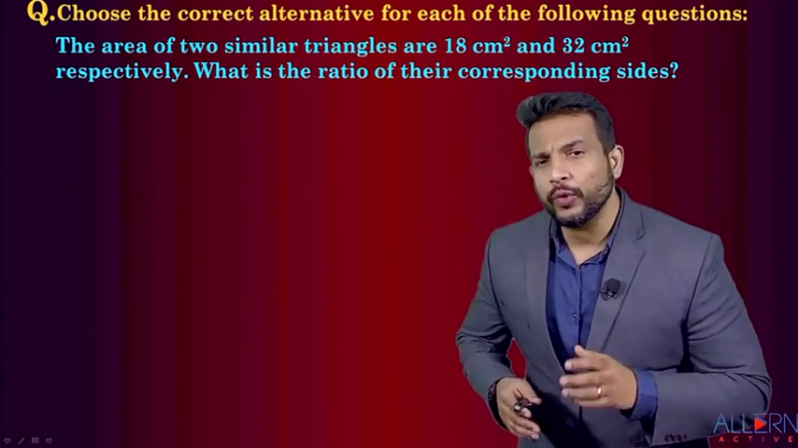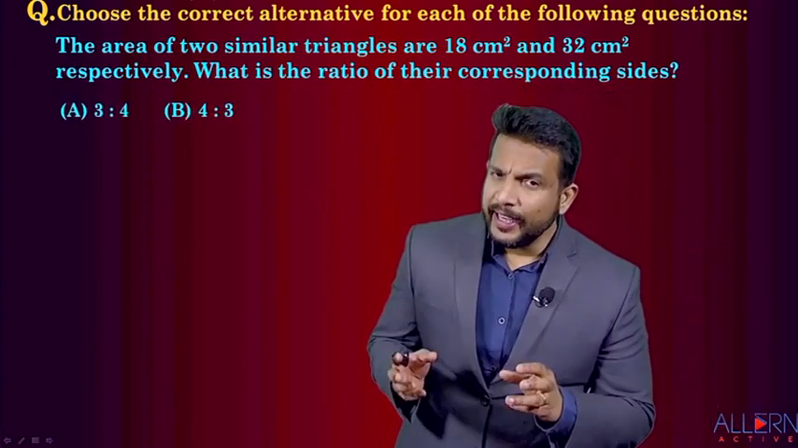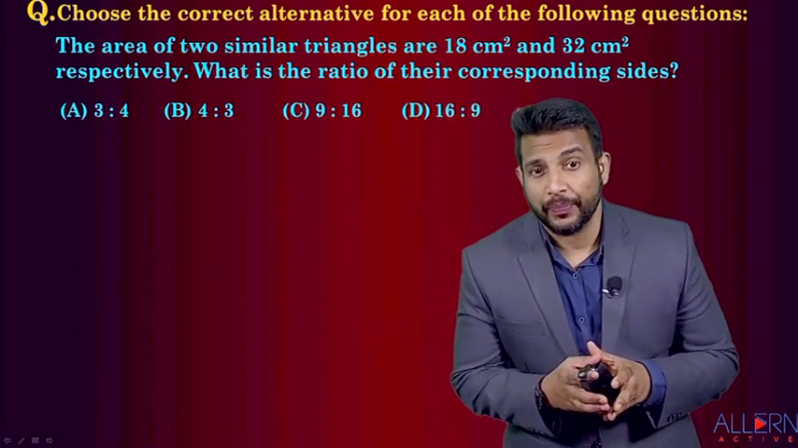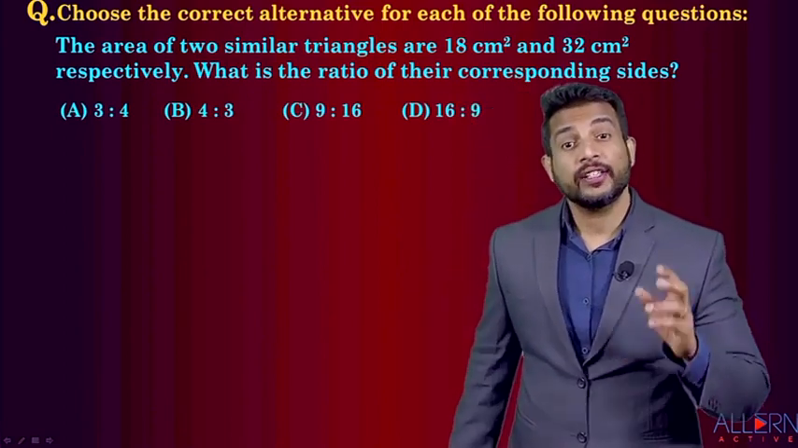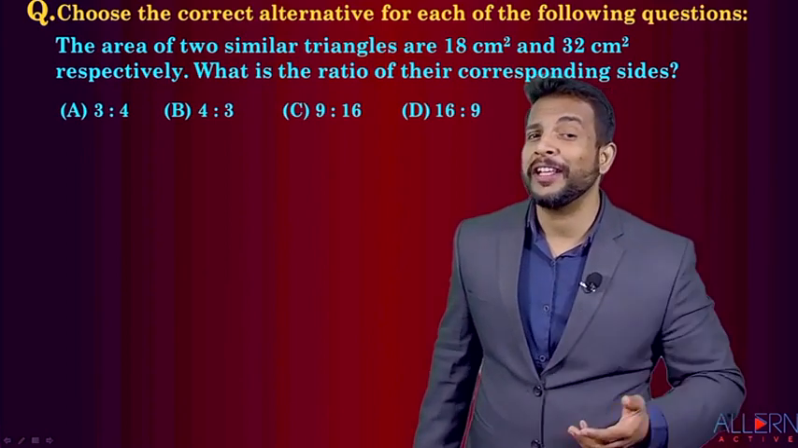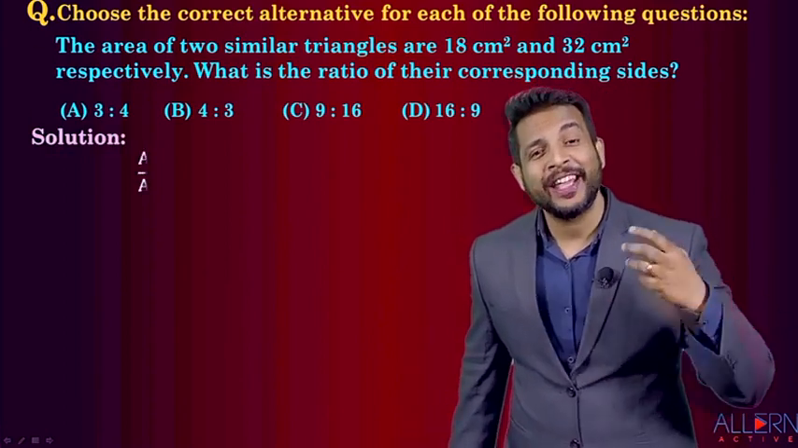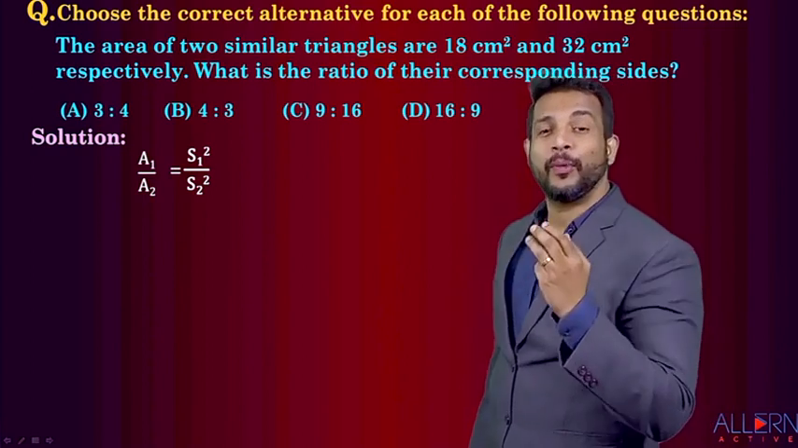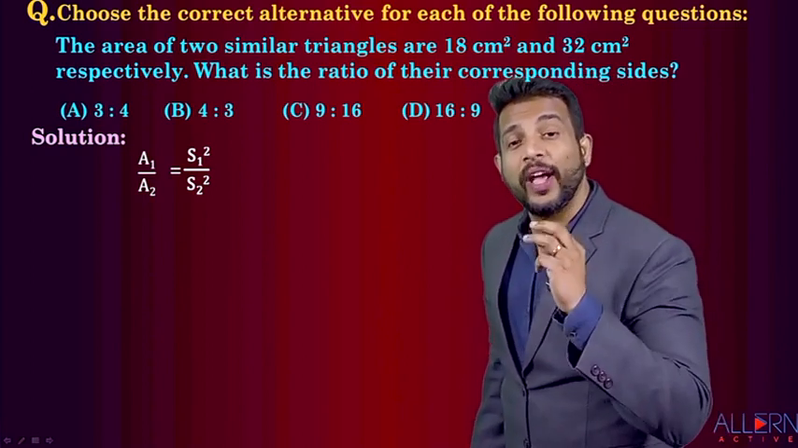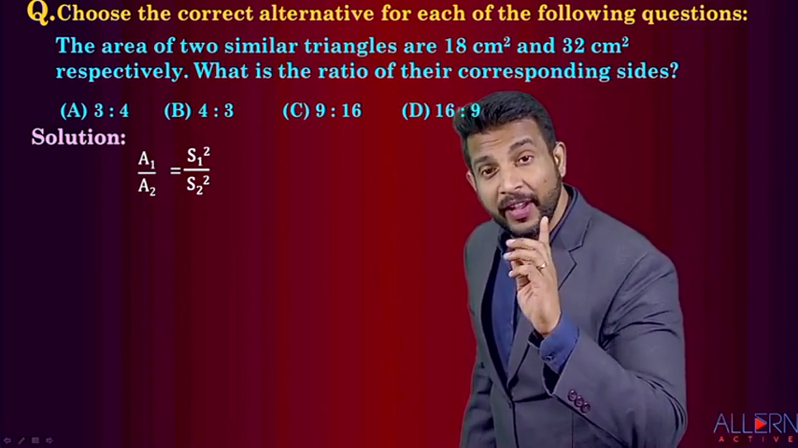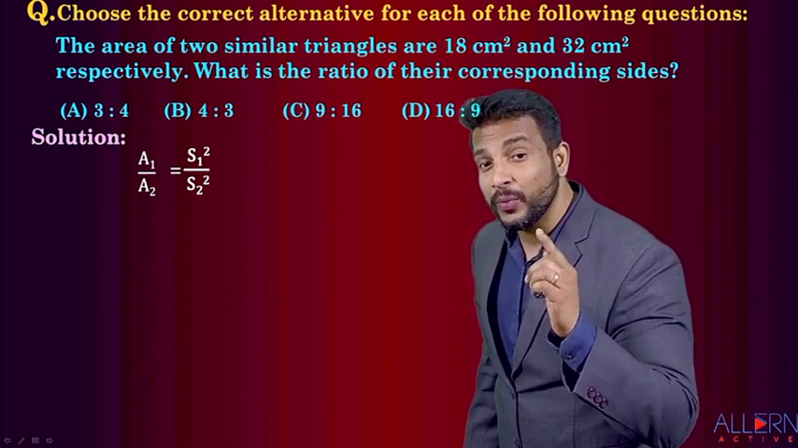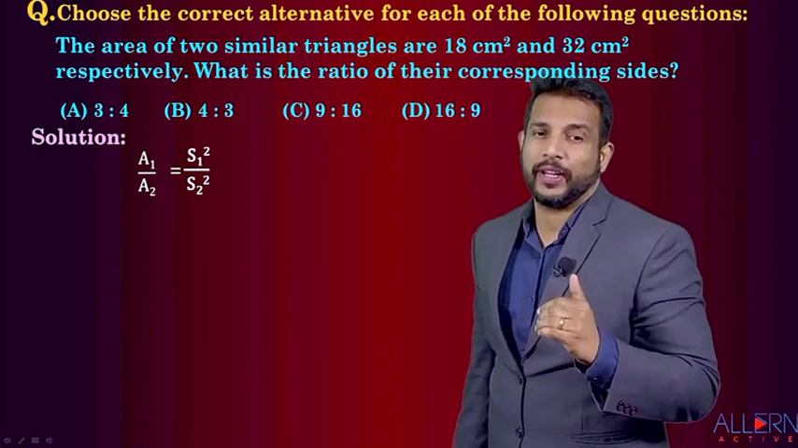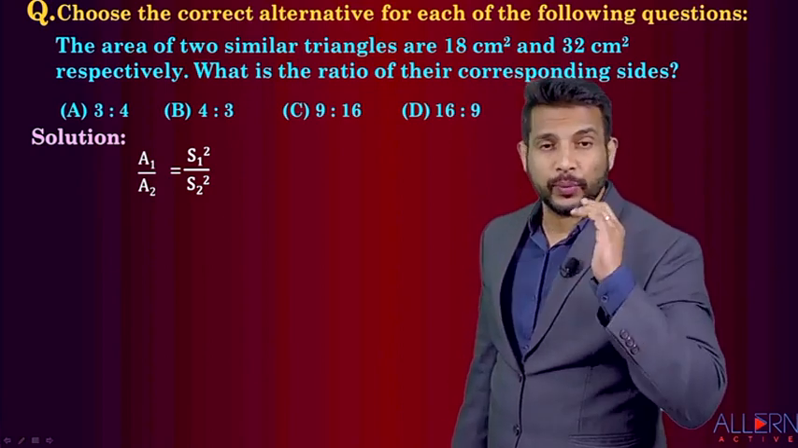They say that areas of two similar triangles are 18 centimeter square and 32 centimeter square. So for two triangles which are similar, we have the areas given. And they say what is the ratio of the corresponding sides? Again, a very simple sum based on theorem on areas of similar triangles. So we say A1 upon A2 is equal to S1 square upon S2 square. We have the value of areas given, and we need to find S1 square is to S2 square, right? The ratio of the corresponding side. That means we want S1 is to S2, right?